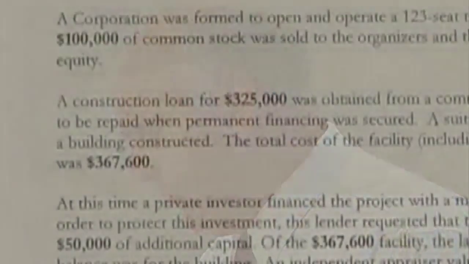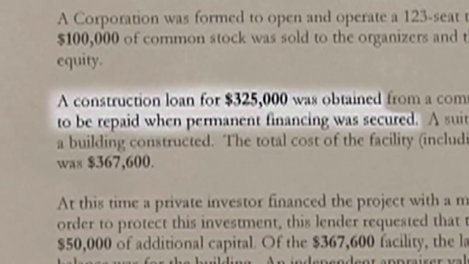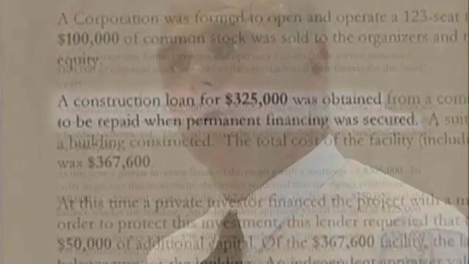What was our promise and our commitment to the bank? Well, if we reread the construction loan, it says that the construction loan for $325,000 was obtained from the commercial bank. The loan was to be repaid when permanent financing was secured. Well, with the private investor's mortgage of $305,000, we have secured permanent financing, and we now have an obligation to make good the promise to the bank.